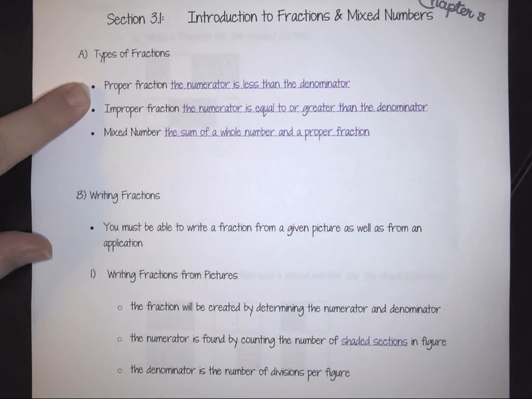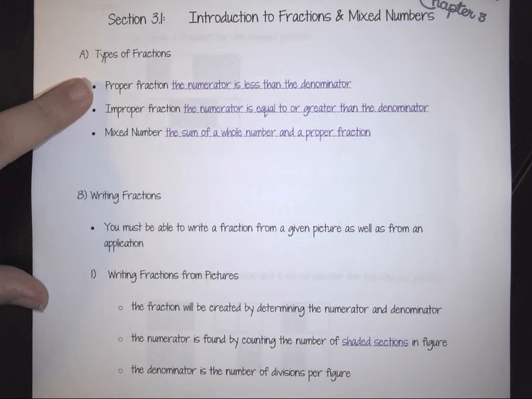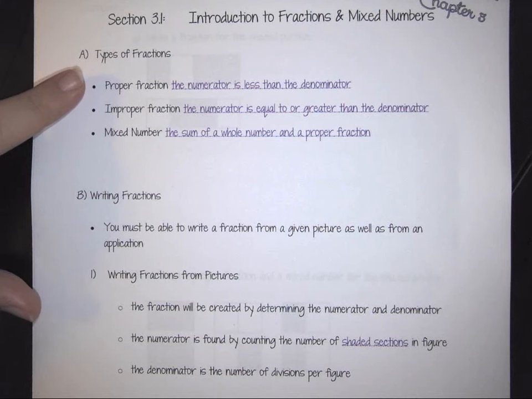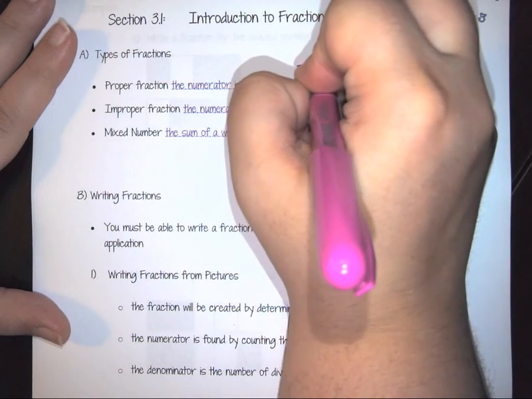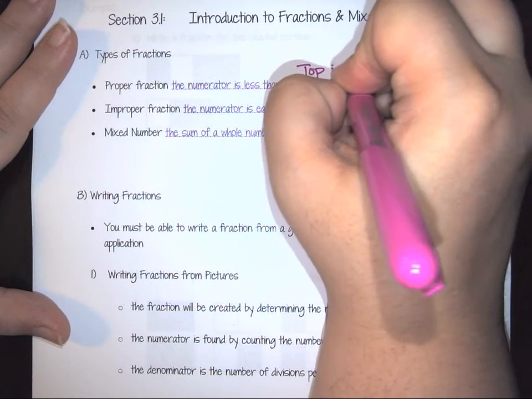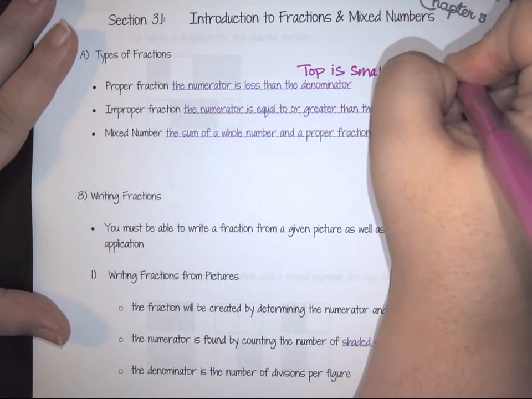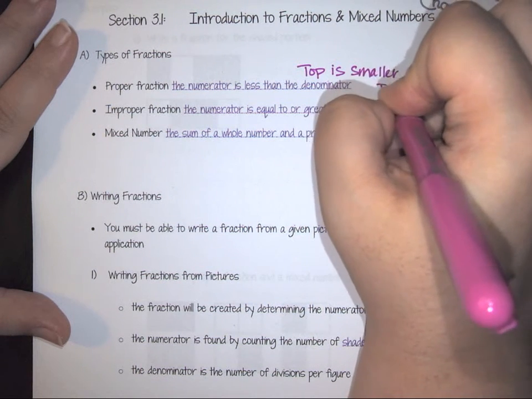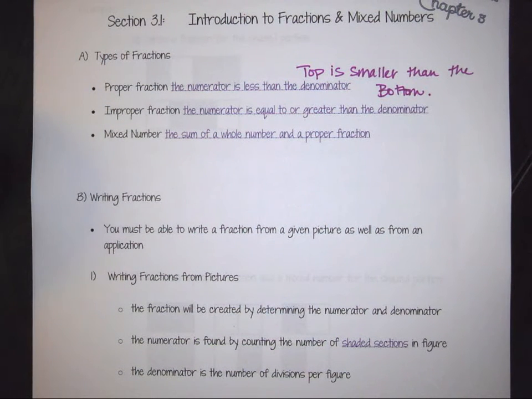So the first thing we have here is called proper fractions. Okay, and a proper fraction means that the numerator is less than the denominator. So what that's actually telling us is essentially that the top is smaller than the bottom. Okay, so that is what a proper fraction is telling us.